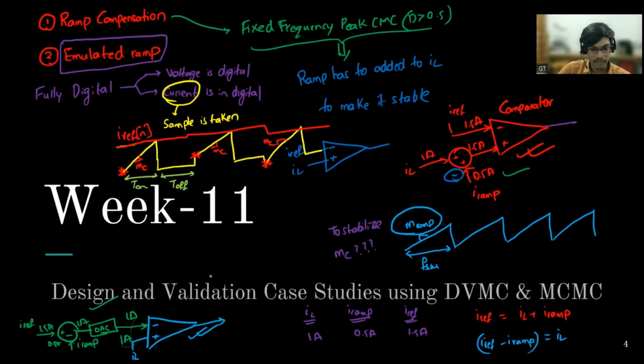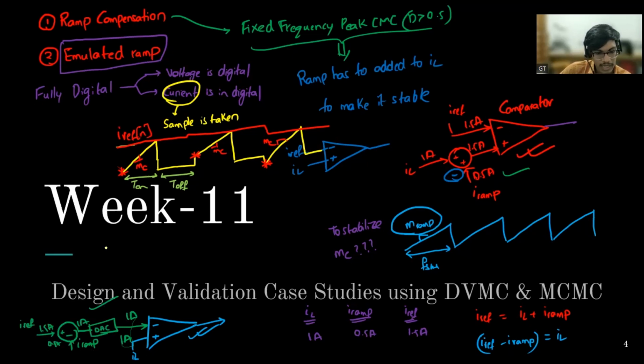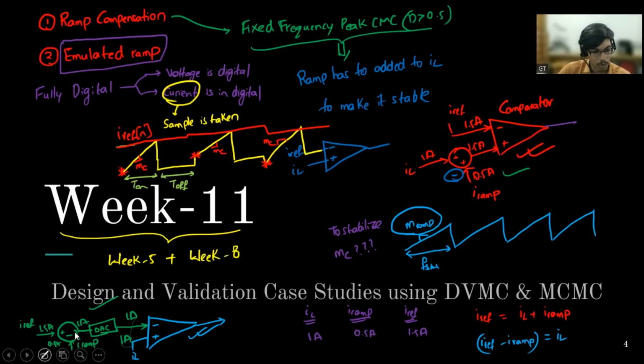Week 11 is about design and validation case studies using digital voltage mode control and mixed signal current mode control. I would say that this week 11 is just a summation of week 5 plus week 8. In week 5, if I remember, we had discussed the design of voltage mode control, digital voltage mode control, and the design of mixed signal current mode control. How to get KP, KI, KD in the case of a PID controller, how to get KP, KI in the case of a PI controller, what is large signal tuning, what is the alternate method in voltage mode control. Those aspects we have discussed there.